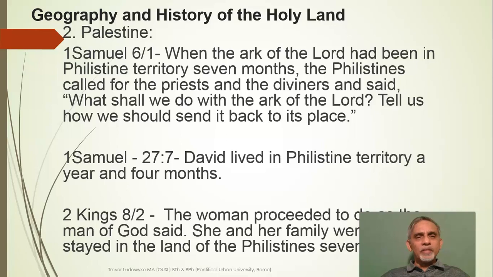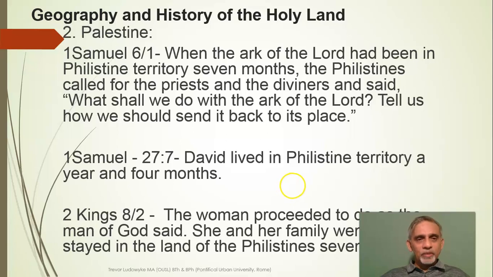Again in 1 Samuel chapter 6 verse 1, we are told, when the ark of the Lord had been in Philistine territory, actually in Canaan, 7 months, the Philistines called for the priests and the diviners and said, what shall we do with the ark of the Lord? Tell us how we should send it back to its place. So the ark of the covenant was in the Philistine territory. The ark of the covenant was in Canaan. And the Philistines, when they invaded it, didn't want the ark of the covenant to be with them. They were scared of it. And they wanted the priests and the diviners to get rid of it.